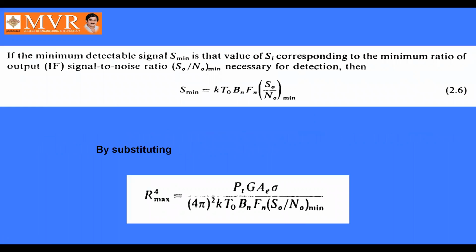And after that, the minimum detectable signal, which we have derived earlier, we are just substituting the same value S minimum into the radar range equation which we have derived earlier. So the value will be R maximum equals PT into G, the antenna gain, into effective aperture into radar cross section, divided by 4 pi whole square into K into T0 into Bn into S minimum.